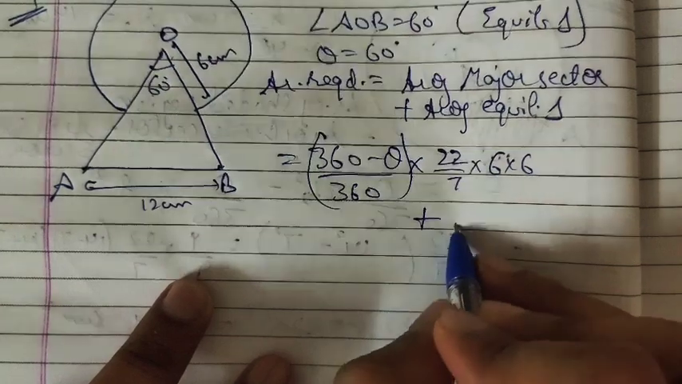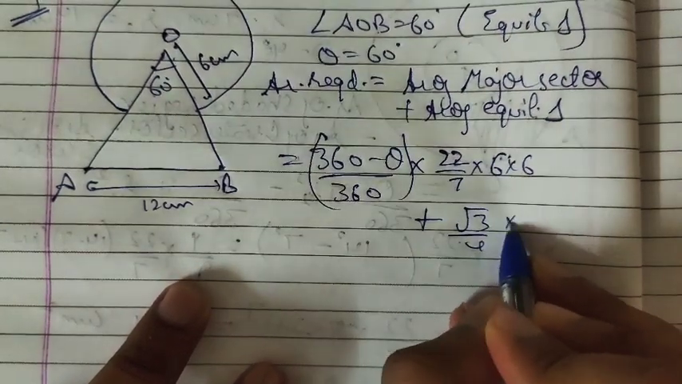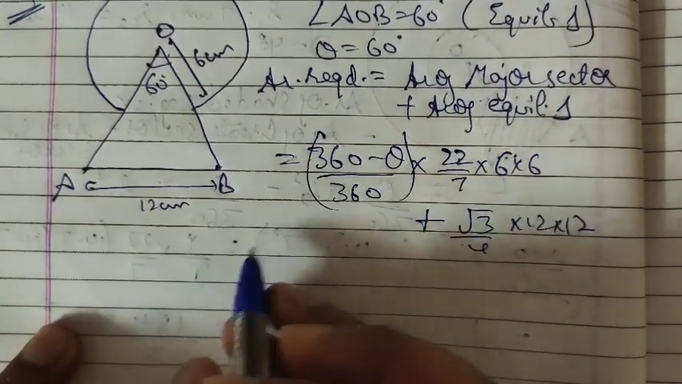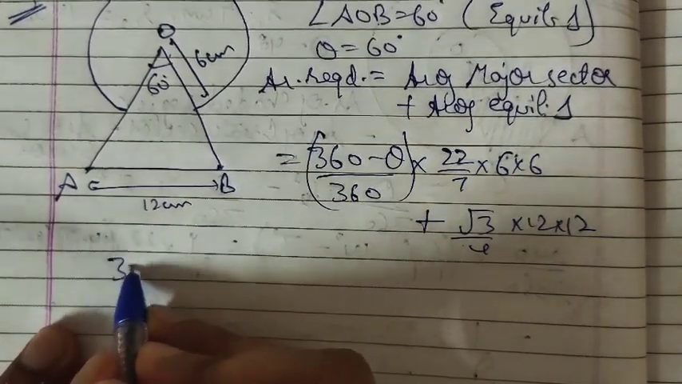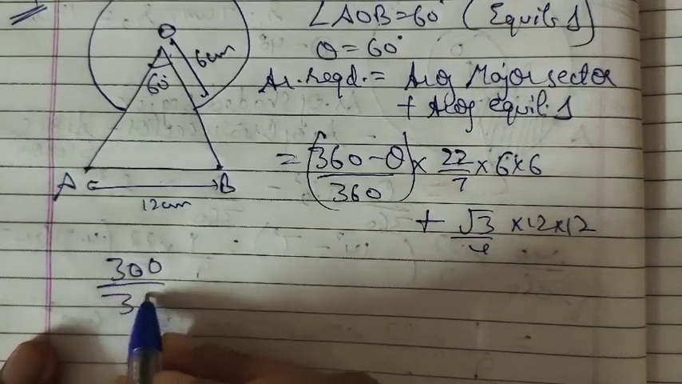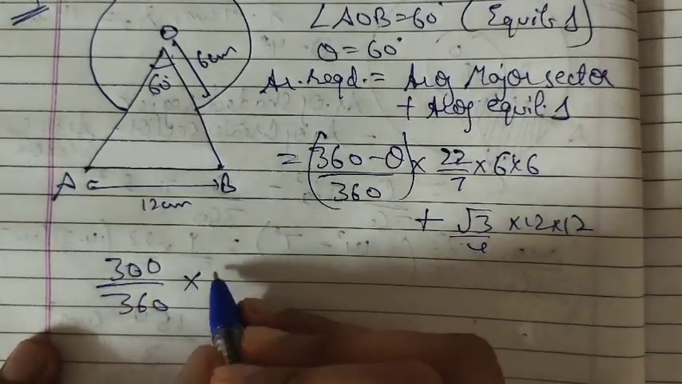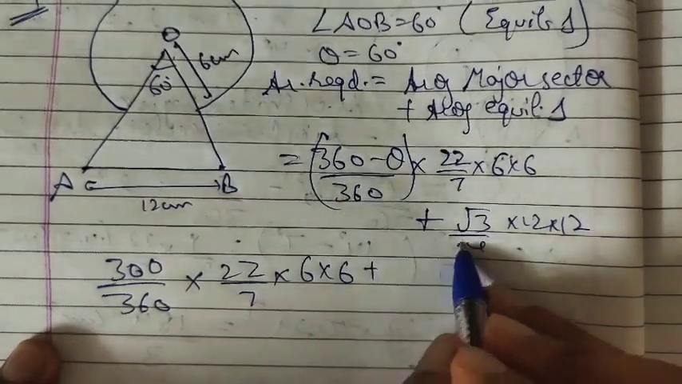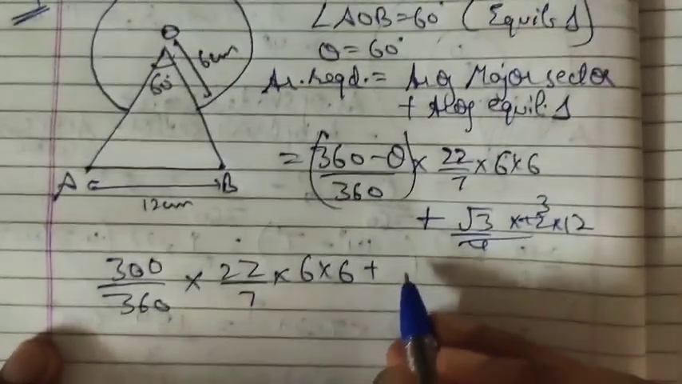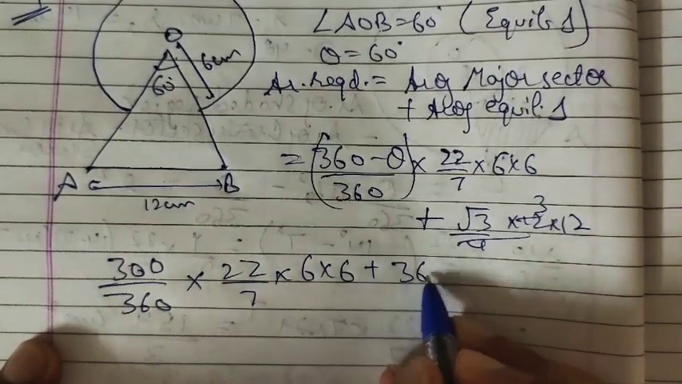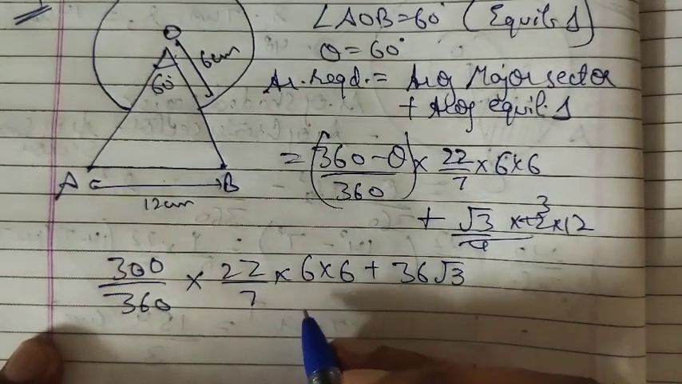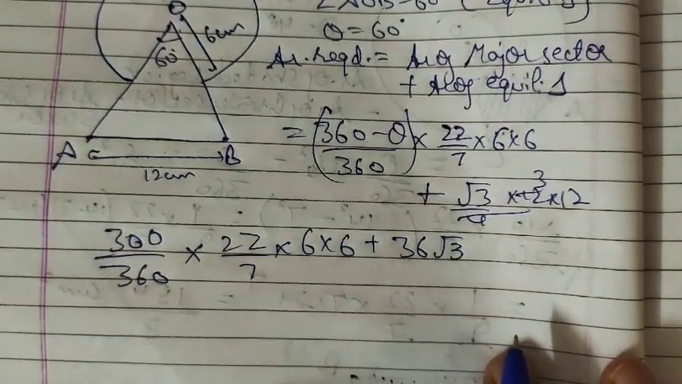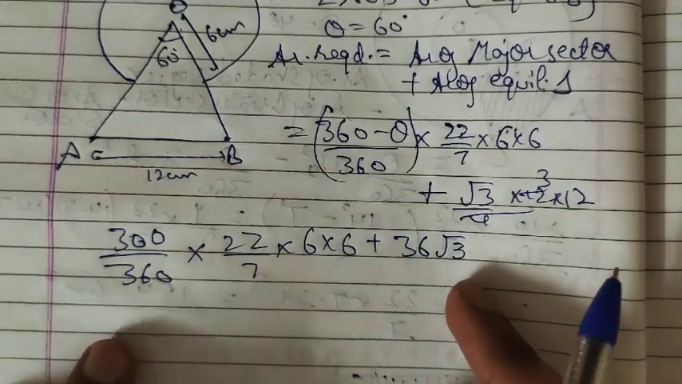area of equilateral triangle is root 3 by 4, side square, 12 multiply by 12, right? So 360 minus 60 is 300 upon 360 multiply by 22 by 7 multiply 6 multiply 6 plus 4 3 is a 12, 12 3 36 root 3, right? So just simplify this and you will get the required answer, right? First solve this portion and then add this one.